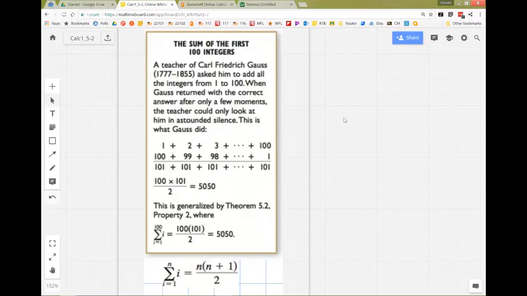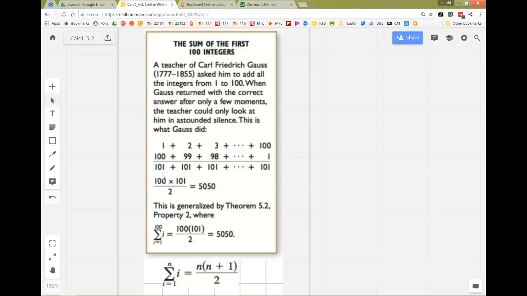And within 2 minutes, Carl was raising his hand. Ooh, I got it. And here's what he did. He basically, in his head, said, all right, well, let's list the numbers 1 through 100. That's what you see on this top line here. 1 plus 2 plus 3, all the way up to 100. And then I'm going to make another list, only this time I'm going to count backwards. 100, 99, 98, and so forth, all the way down to 1.